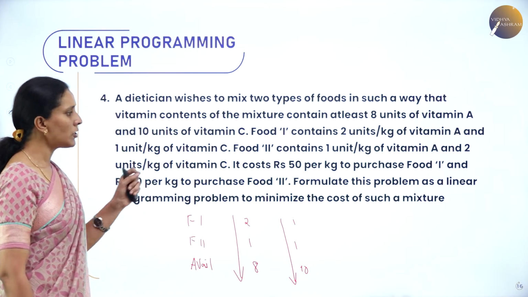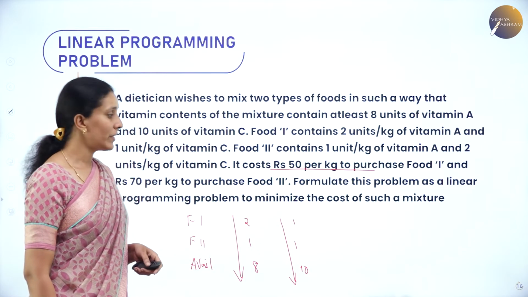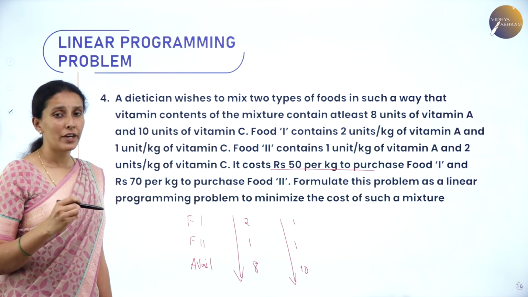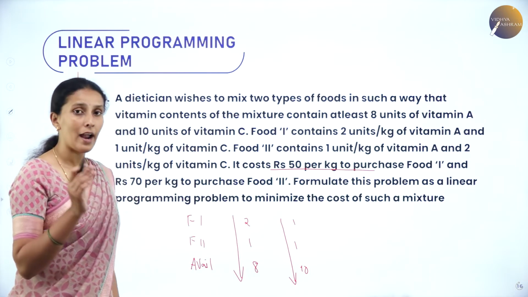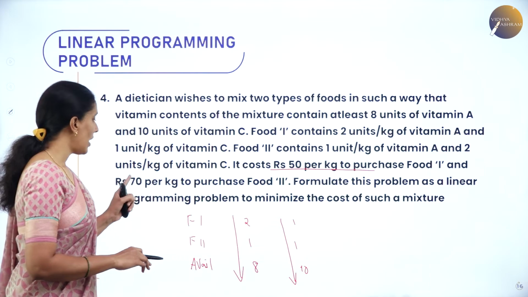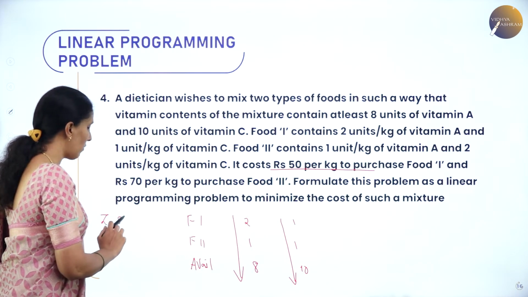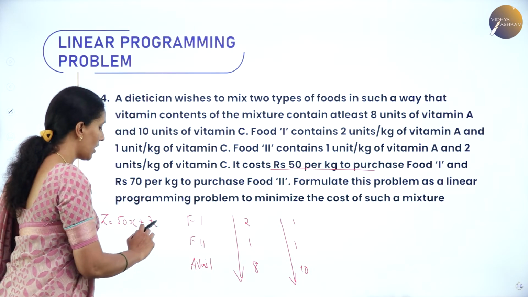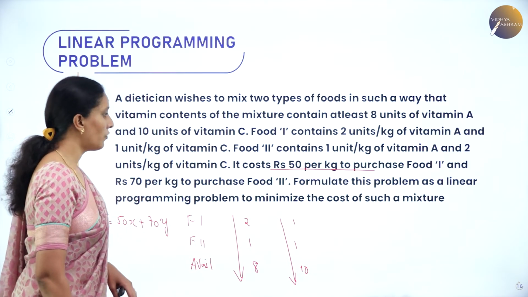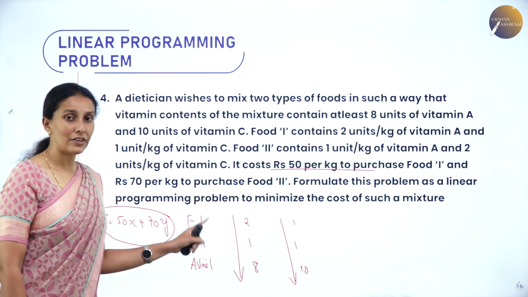Now, also we have the cost per kg for food 1 is rupees 50 and per kg for food 2 is 70. So, the mixture can contain x units of food 1 and y units of food 2. So, for 1 unit it is 50 per kg for food 1 and 70 per kg of food 2. So, how can we represent a linear function? Z is equal to 50x plus 70y. Okay, so x units of food 1 and y units of food 2, and we need to minimize this cost based on these restrictions.